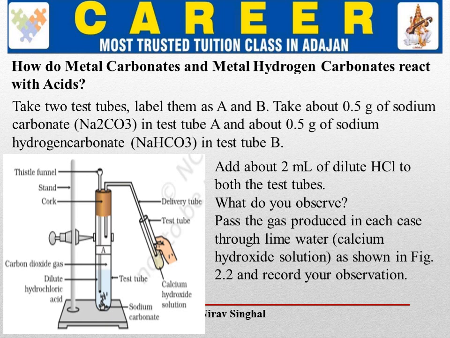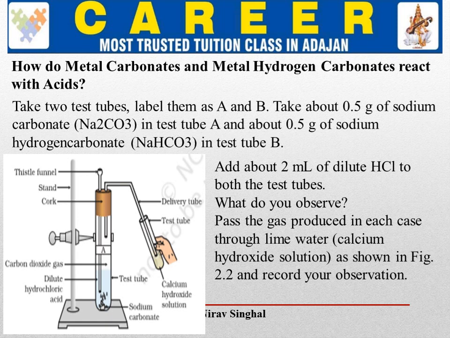Now add 2 ml of HCl in a test tube and note your observation. Pass the gas produced in each case through the lime water as shown in the diagram, and note down your observation. We can observe that whenever acid comes in contact with sodium carbonate or sodium hydrogen carbonate, it releases carbon dioxide gas. The carbon dioxide gas released from this test tube enters the delivery tube.